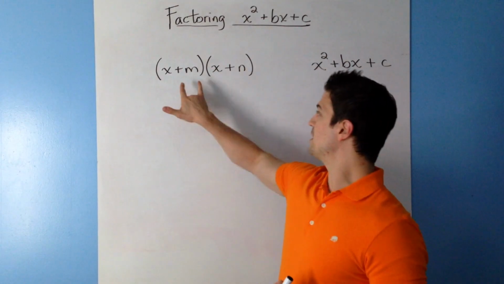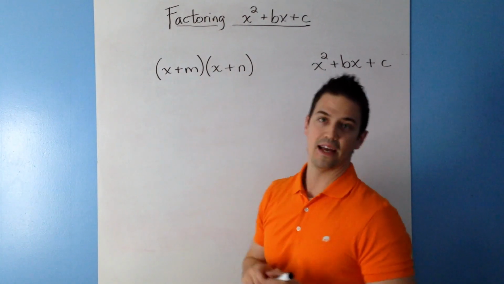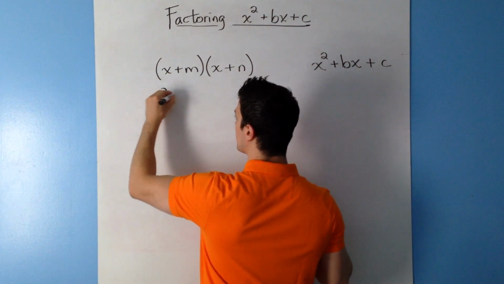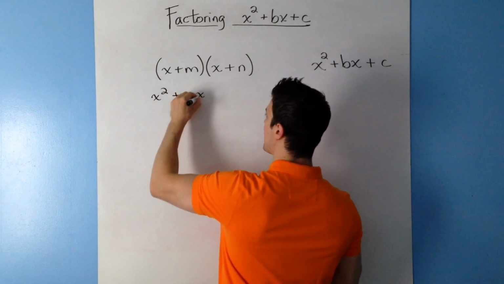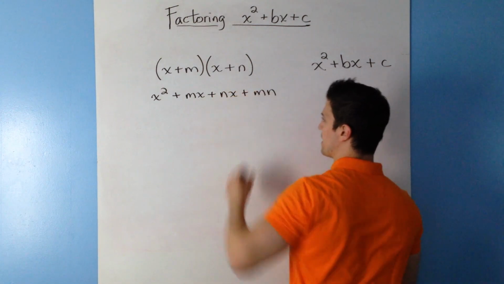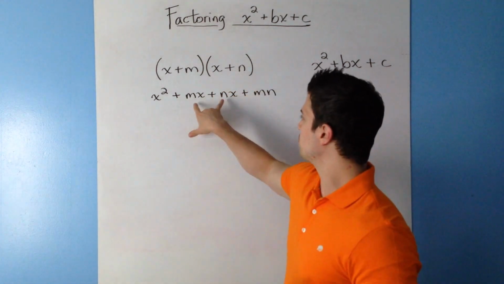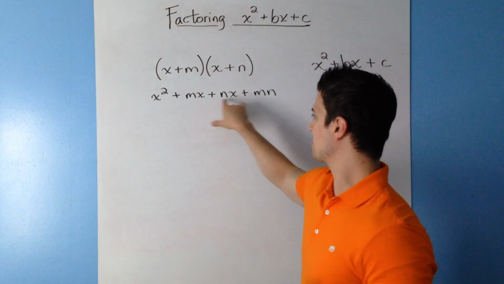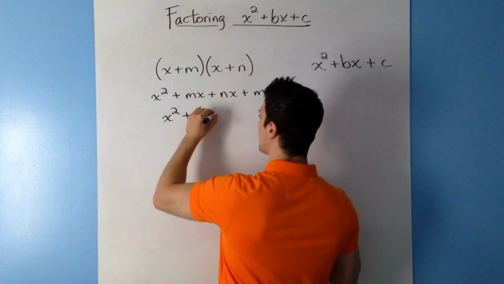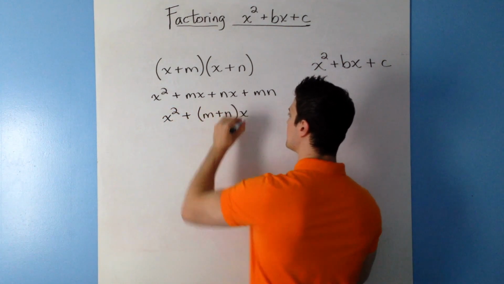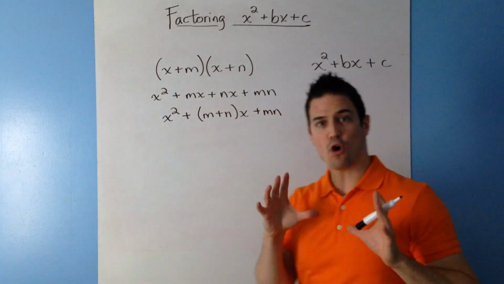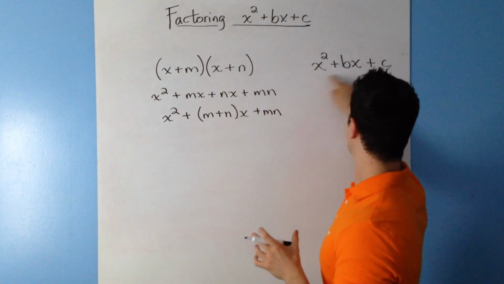All right, so the first thing I'm going to do is distribute this x and this m and this x and this n. So you should end up with x squared plus mx plus nx plus mn. From here, I'm going to factor out the x from this mx and this nx, and I'm going to end up with x squared plus (m plus n) times x plus mn. If you remember, the whole point of this video is to factor out this expression right here.